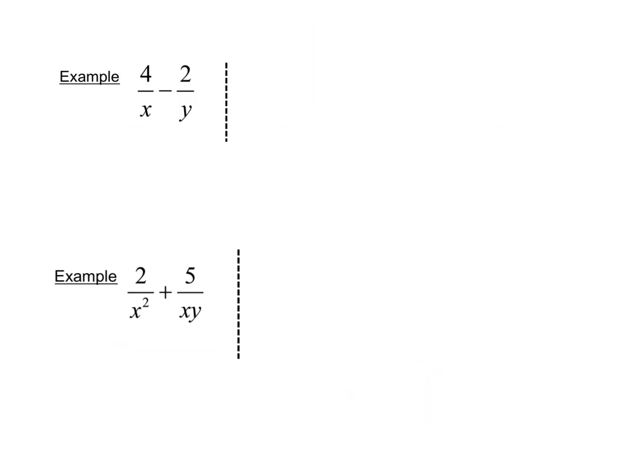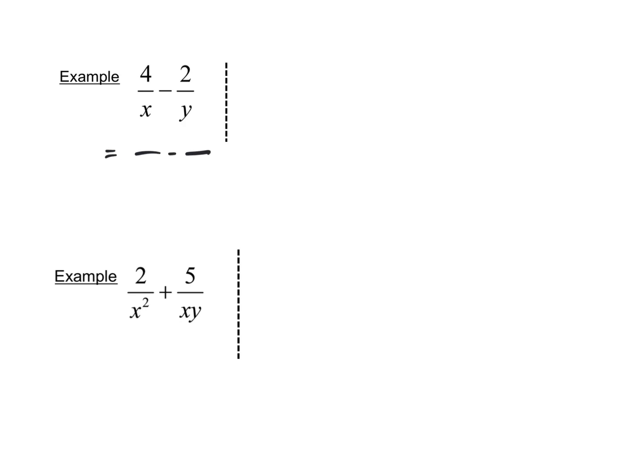This next example is a slightly different type of example. What you'll notice is we have numbers at the top this time, and we have the letters or variables at the bottom, which is the opposite way around to the last slide. So the same thing applies: we need to have a common denominator before we can add these fractions. So the first thing I'm going to do is work out what that's going to be.